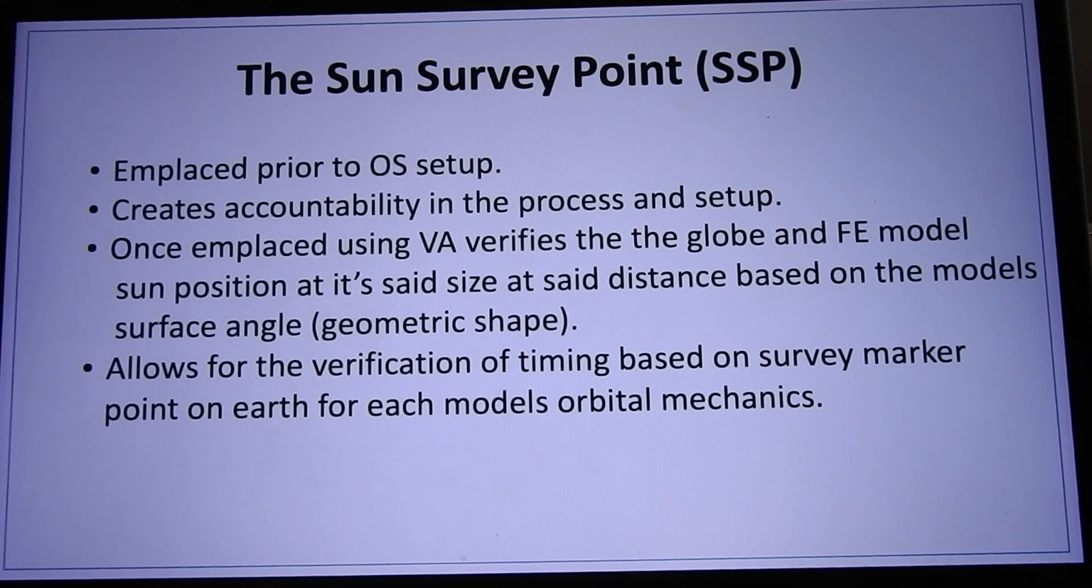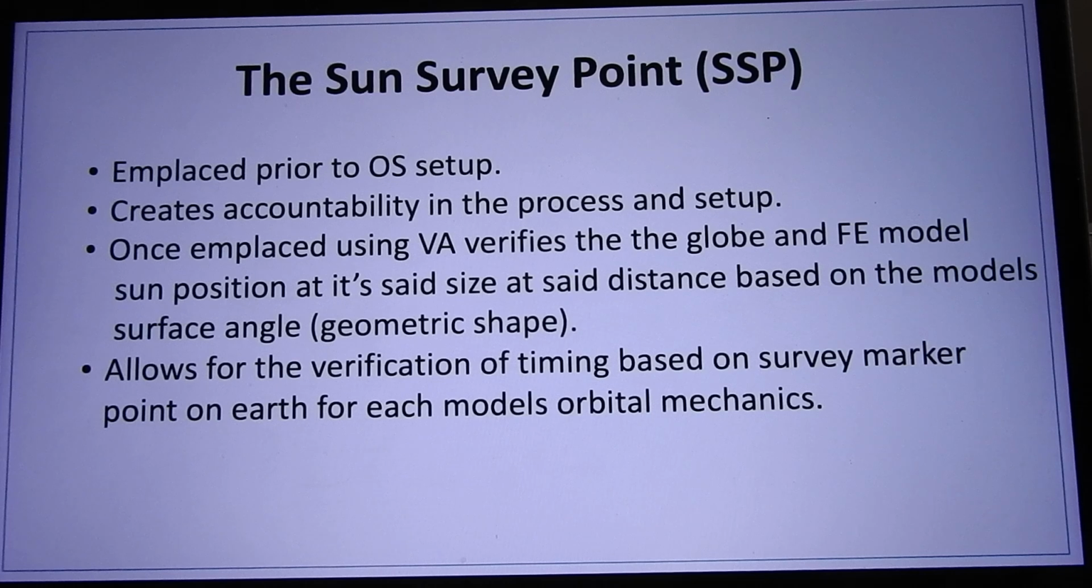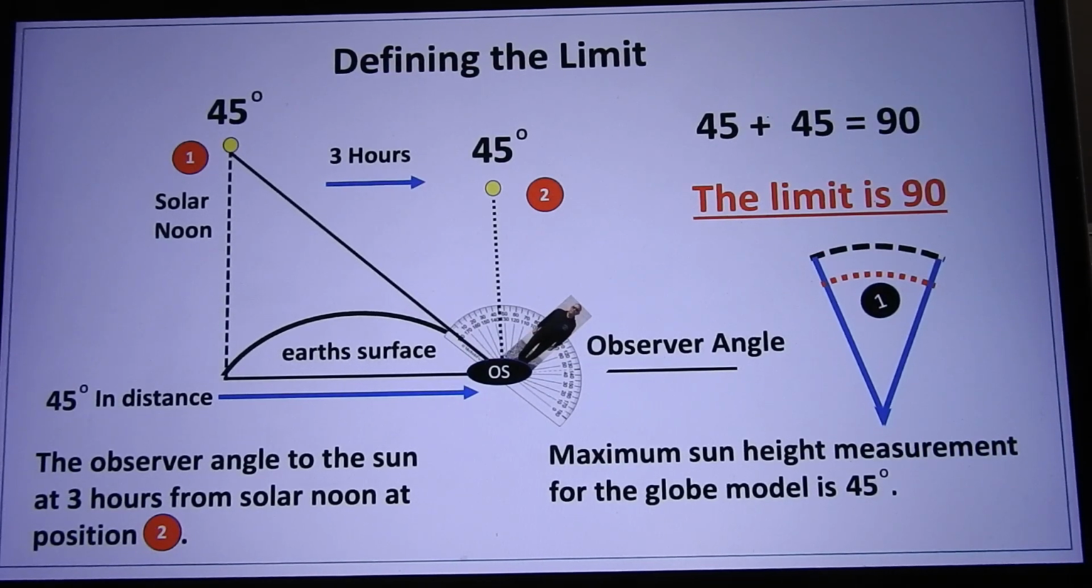Once in place, using vertical angle verifies the globe and FE model's sun position at its said size at its said distance based on the model's surface angle or geometric shape. That is hugely critical. And again, a lot of people get kind of lost in that, but this is how we can definitively tell that using vertical angle. It allows for verification of timing based on the survey marker point on Earth for each model's orbital mechanics. We can do that using consecutive day survey points. We can verify not only the magnetic grid, but the grid as well. So that's really important. So a lot of things you can really do with this process, really in depth.